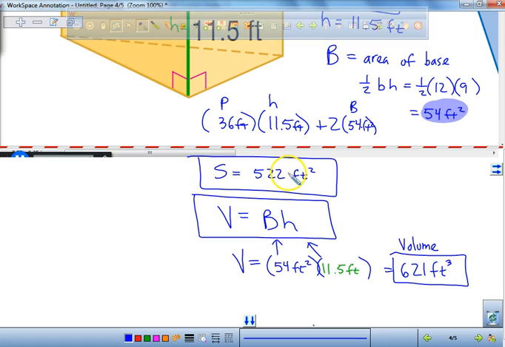All right, so right now, this is the volume right here in cubic feet. This is the area right here in square feet. Surface area. You're done.